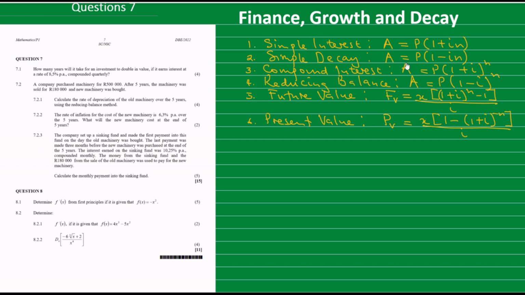For example, A in simple interest stands for the accumulated amount, P is the principal value, i is the interest rate, and n is the number of times interest is calculated. Now let's get into the question, that is question 7.1.